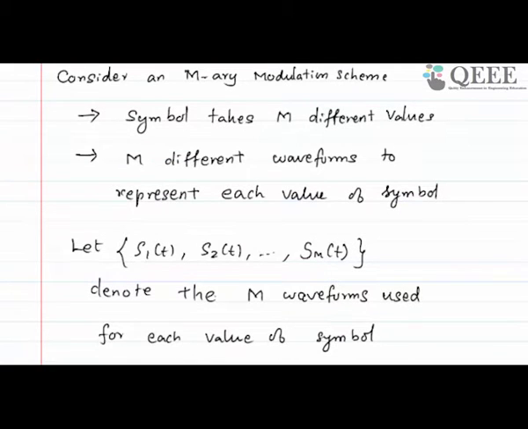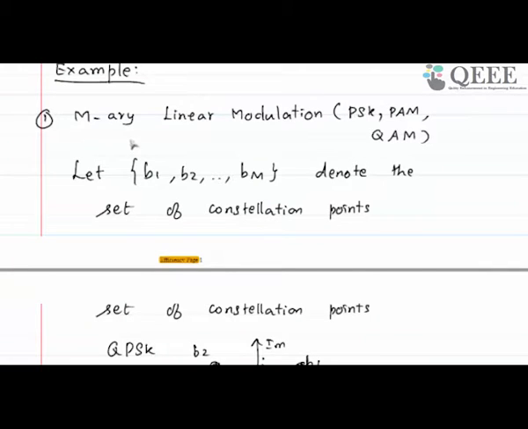So let S1 of t, S2 of t, up to Sm of t be the waveforms to represent each value of the symbol. So a symbol can take m values if I have an M-ary scheme, and the corresponding waveforms for each symbol are S1, S2, up to Sm. So this is a general framework. It is applicable whether you are using QAM or QPSK, or even if you are using FSK.